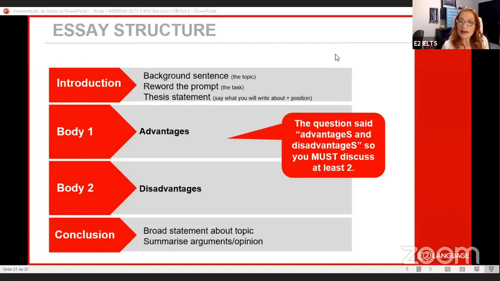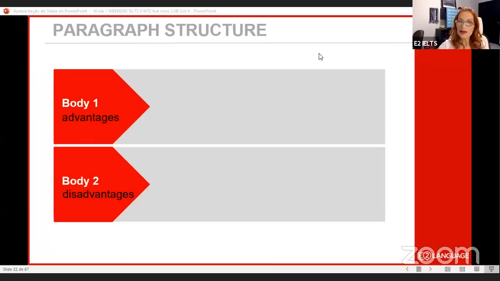The question asks for advantages and disadvantages. So then you have to discuss at least two advantages and two disadvantages because of the essay prompt. So this is what body 1 and body 2 should look like.